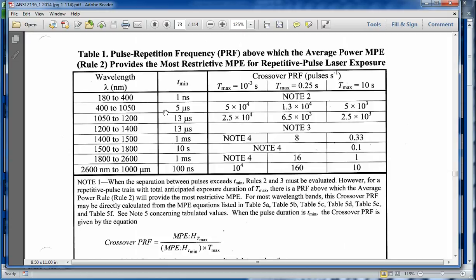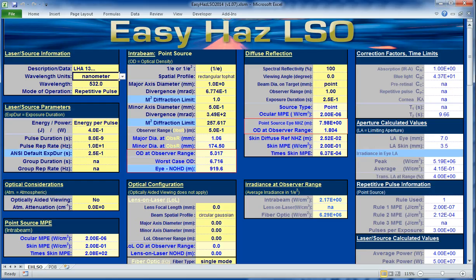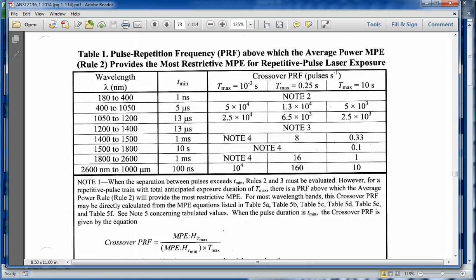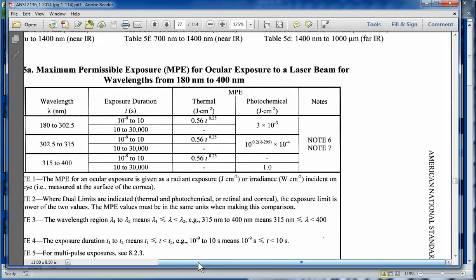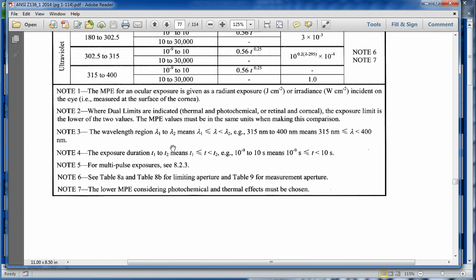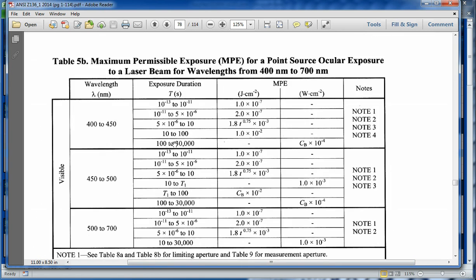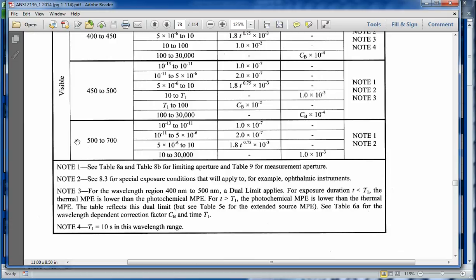Now you'll notice that we're using the time duration of a single pulse out of one of these lasers. Let me show you why we can do that. Let me get to the correct page. Here's our table. Oops, one more down. Here's our table. Here is for our 532 wavelength. Here's T-min of 5 microseconds.